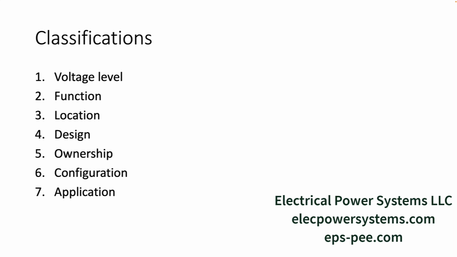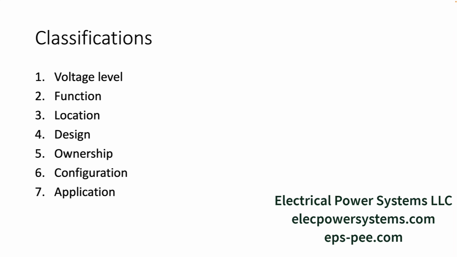Substations can also be classified based on their application or intended use. Here are some common classifications based on application. Transmission substations. Transmission substations are used to transform high-voltage power, typically above 69 kV, into lower voltage levels for distribution. These substations are typically located at the beginning of a transmission line and receive power directly from a power plant or other generation source. Distribution substations.